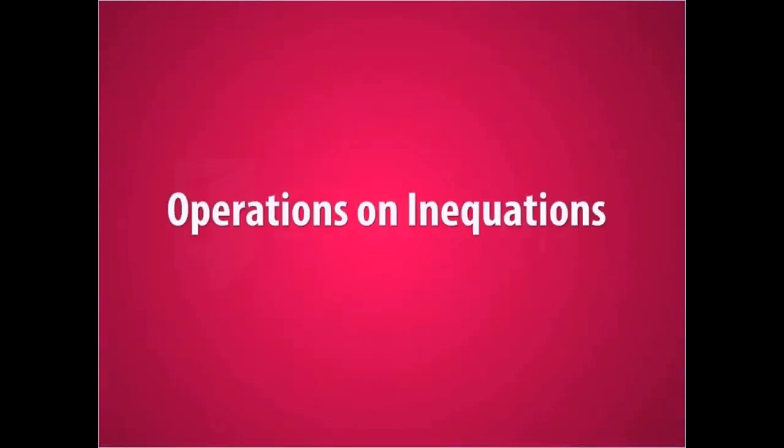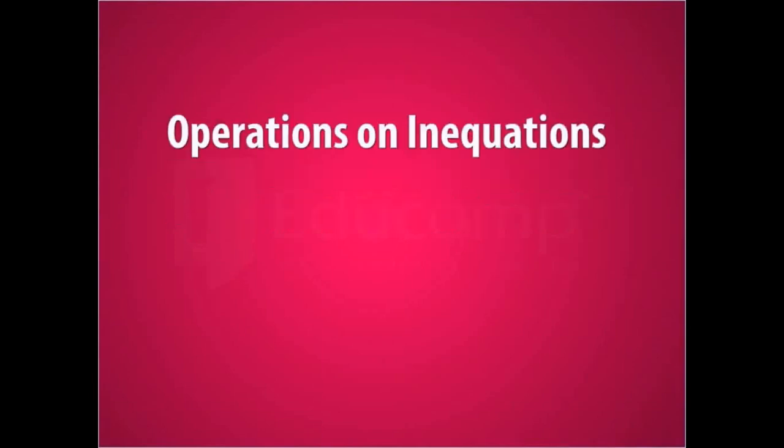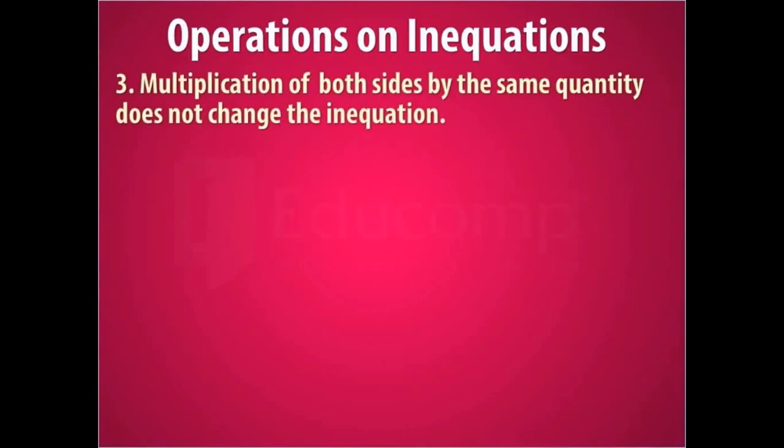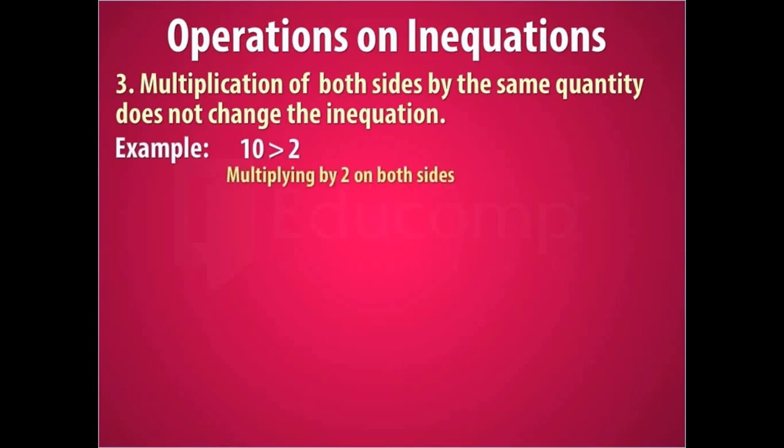We now discuss the third and the fourth rule. The third rule states that multiplication of both sides by the same quantity does not change the inequation. Here, 10 is strictly greater than 2. If we multiply by 2 on both sides, the inequation remains the same.